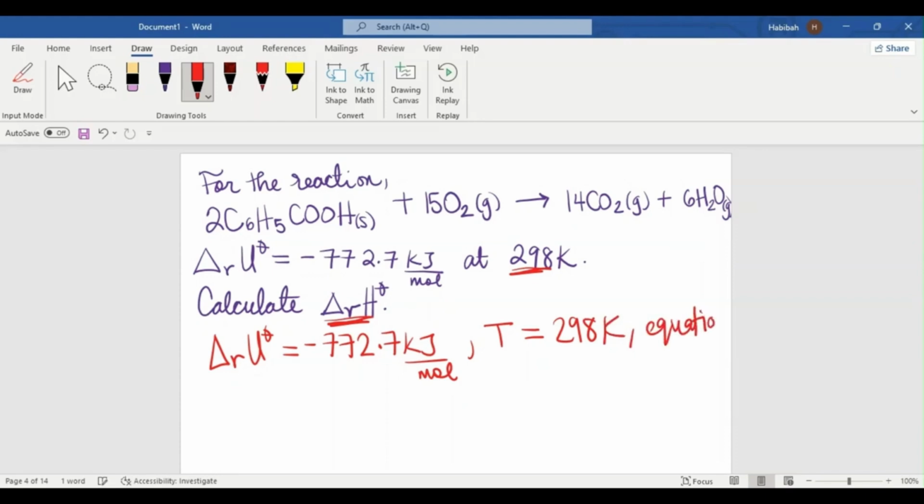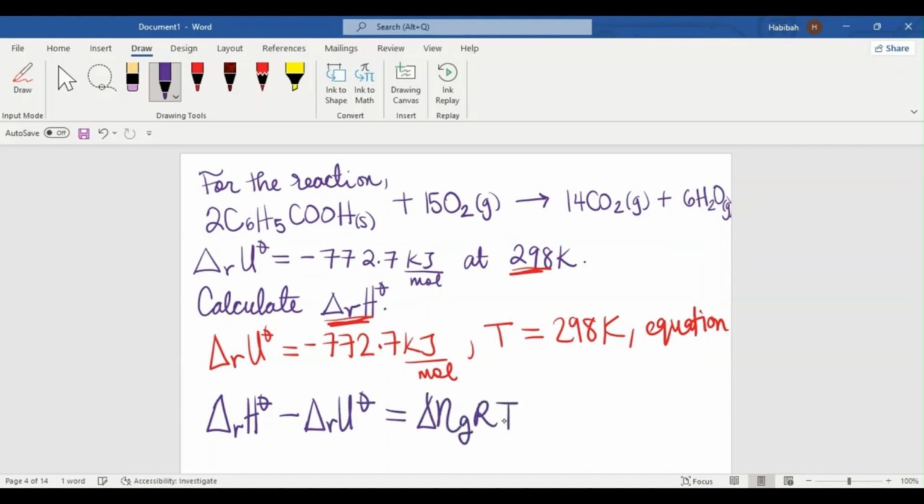So whenever you see a question like this, make sure you think about the general formula that says the change in enthalpy of the reaction minus the change in internal energy of the reaction is equal to the change in the number of gases for the reaction times RT, which is gas constant times temperature. So when I see a question like this, and I've been given an equation as well as a temperature as well as the internal energy, I already know that this is the best equation for me to use.